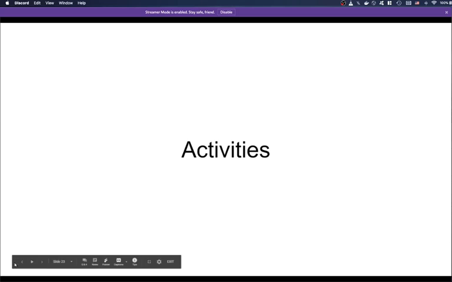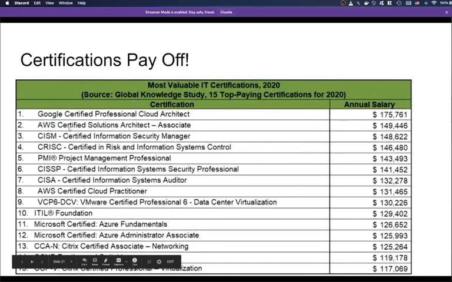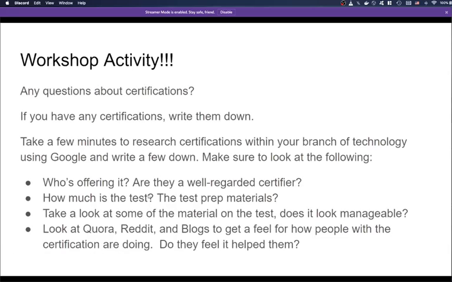I'm sure the Google Certified Professional Cloud Architect certification test is going to be insanely difficult. So just take a look at some of the questions, see if it looks manageable, and check out forums, Quora, Reddit, and blogs. Get a feel about people who have the certification, see how they're doing, and see if it helped them. So I'll give you 2 minutes for this. Certifications, I hate to be that guy, but I personally don't think certifications are as important, but definitely keep an open mind.